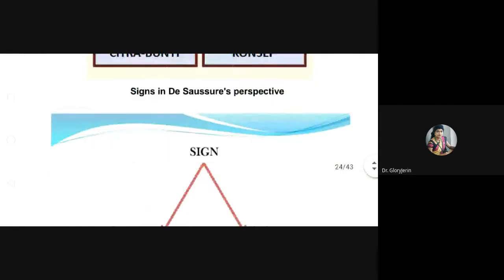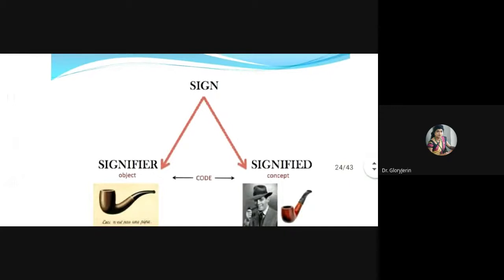Sound image is the signifier, and the signified is the concept on which this object or sound image is based. Object and concept. The concept is in the mind of the interpreter. The object, we can see visually or hear as a sound, and we interpret it as the signified, as a concept. This is the social theory.